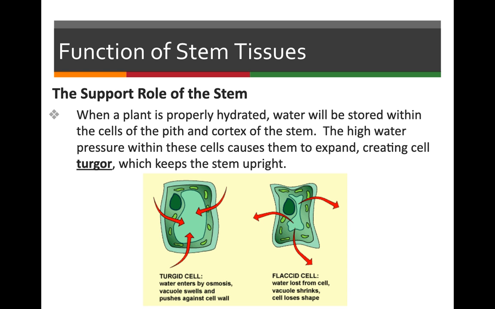Okay, so you get turgid cells when you have enough water. The water enters into the cell and it goes into that central vacuole, which swells and pushes against the cell wall. And that keeps the stem upright. Whereas if there isn't enough water, water leaves the cell, that vacuole shrinks, the cell loses shape, and the stem gets droopy. Right? So you might have noticed if you have some plants in your home, they're kind of droopy, you water them, they start to stand up straighter. And that's because you're creating turgor pressure within those cells and helping the stem to stand up straight.